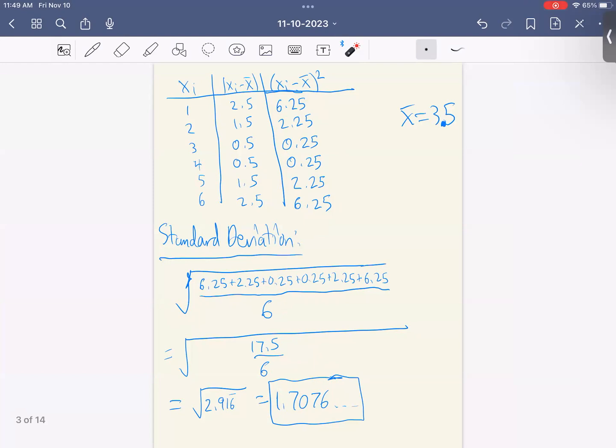And remember, the question didn't ask for the variance, but if you want the variance, it's just what you get under the square root before taking the final square root. So the variance here would be 2.916 with a bar over it. This is a relatively straightforward example where you can do the computation by hand for all 3 of the major measures of dispersion that we're calculating. Any questions about this standard deviation calculation?